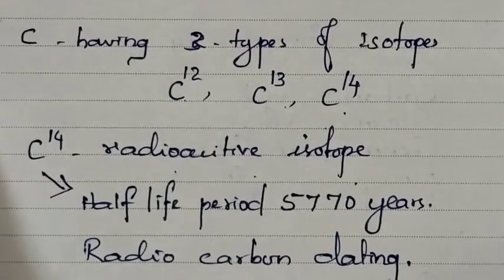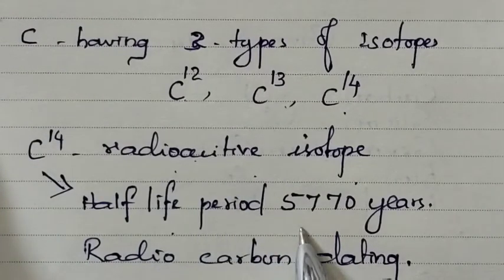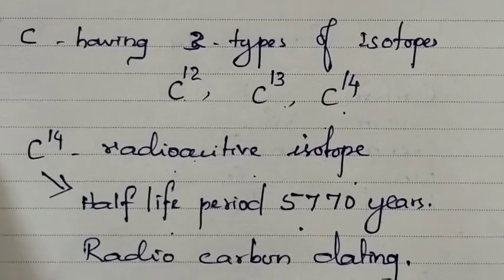The lifespan of a radioactive isotope is expressed by its half-life period. C14 has a half-life period of 5770 years. This carbon-14 isotope is used for radiocarbon dating. That's all about the occurrence of carbon.